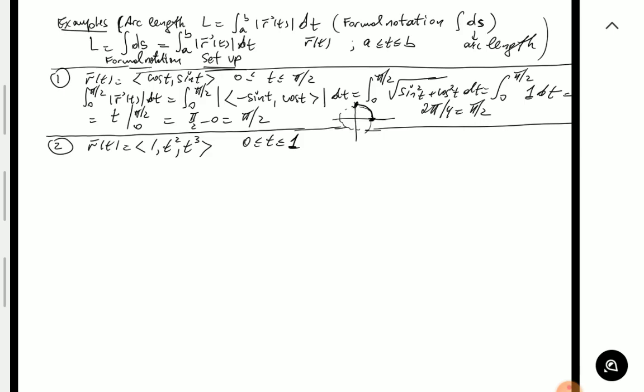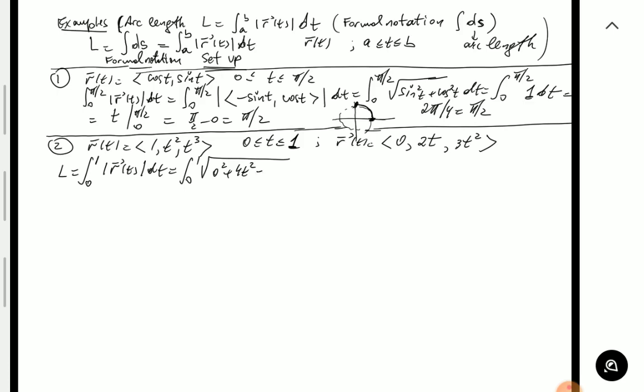All right, so what's the length of it? Let's compute separately r prime of t. Derivative of 1 is 0, then 2t, then 3t squared. We're going to have to integrate over the magnitude of this. So the integral from 0 to 1, magnitude of r prime, that's the square root of 0 squared plus 4t squared plus 9t fourth dt.